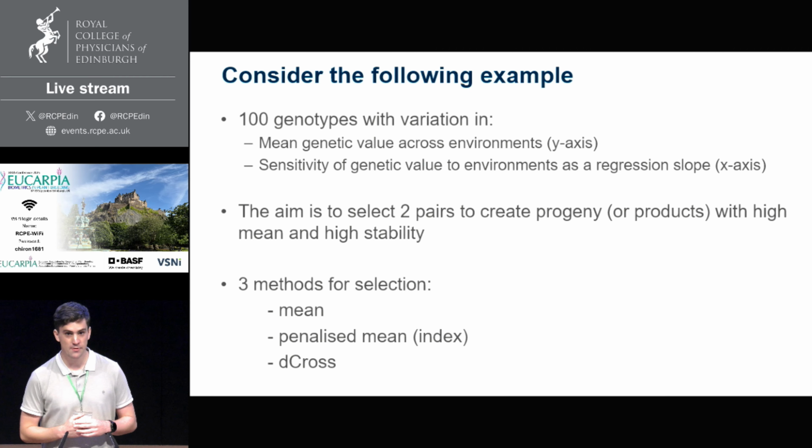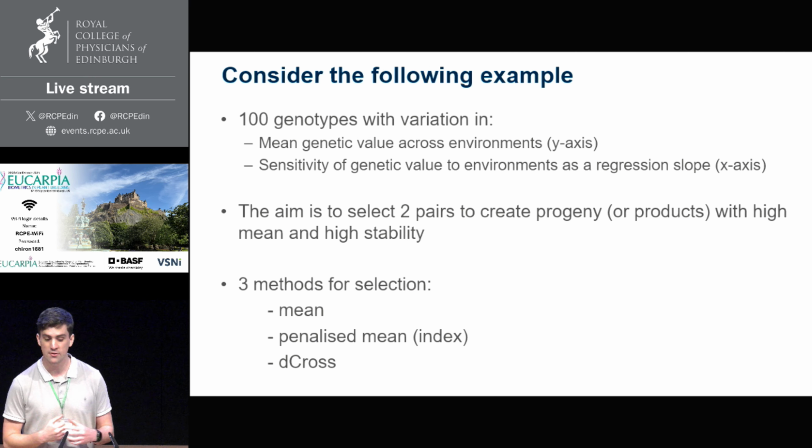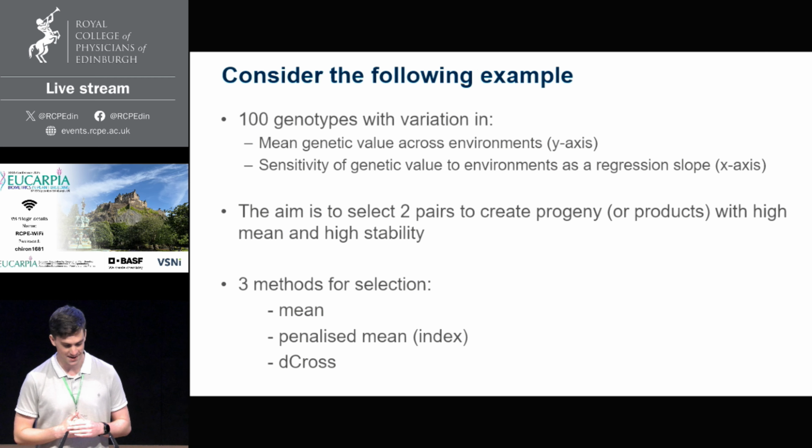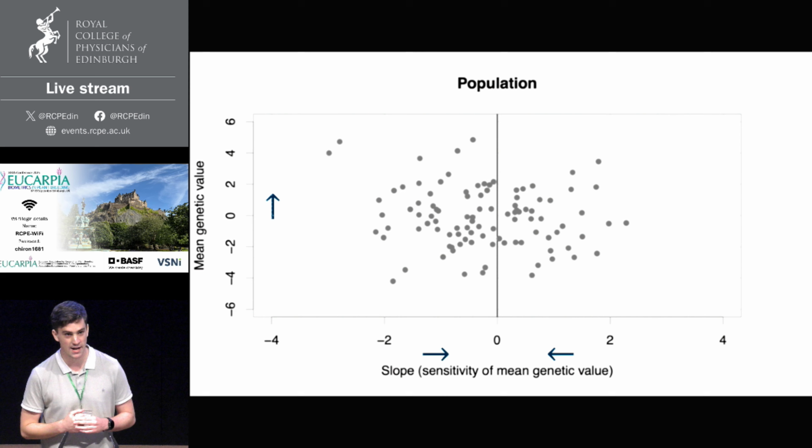One is just selecting on the mean performance across environments. One is using that index I showed on the previous slide, so a penalized mean. And then the other one we're going to call decross, and I'll explain that later. So this is the population we have.